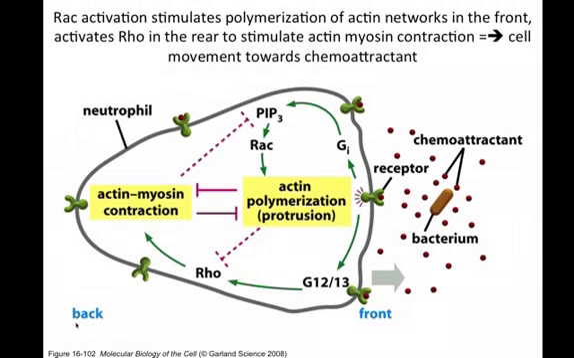Right, so this is what's happening. You have your bacteria that's secreting its bacterial products, and that binds to a receptor, and that'll be a GPCR. And that GPCR will activate RAC, which will result in actin polymerization through ARP, and those protrusions will form through the actin web in the front.